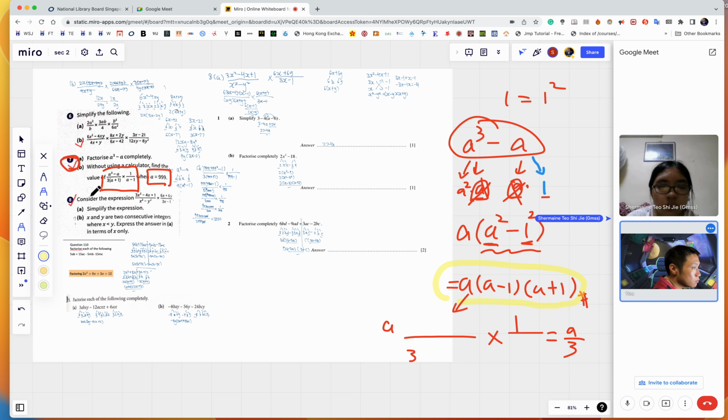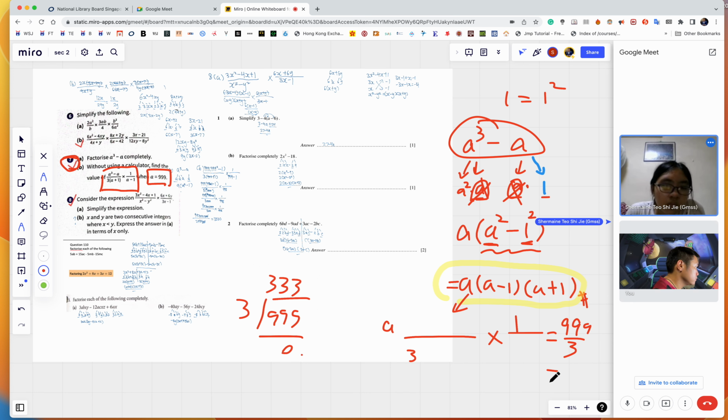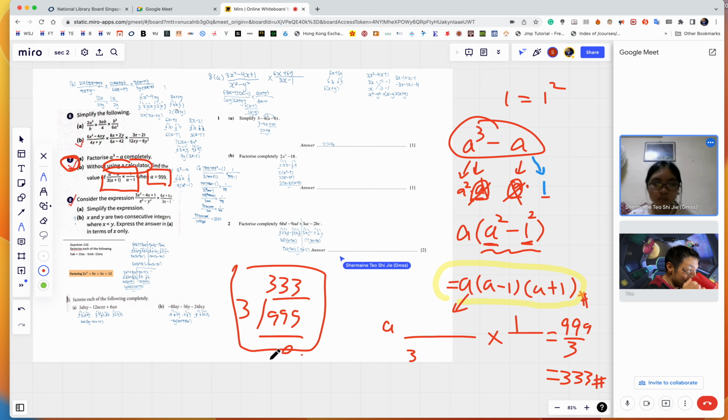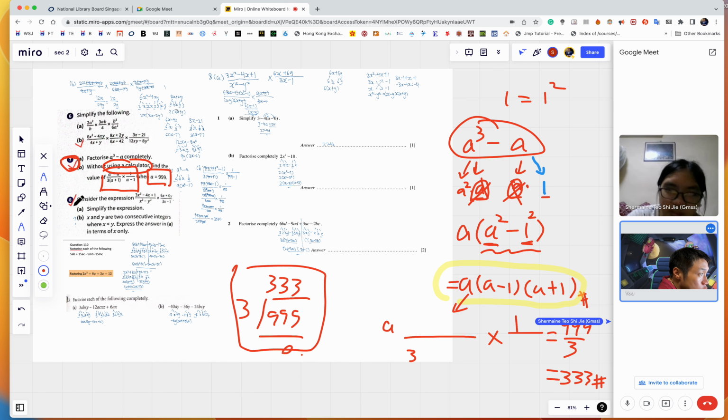So you can actually use this. So the answer is 333. Okay? When they say without using a calculator, you cannot use a calculator. You must show this long division method. Are you clear? Okay. So done. So question 8.